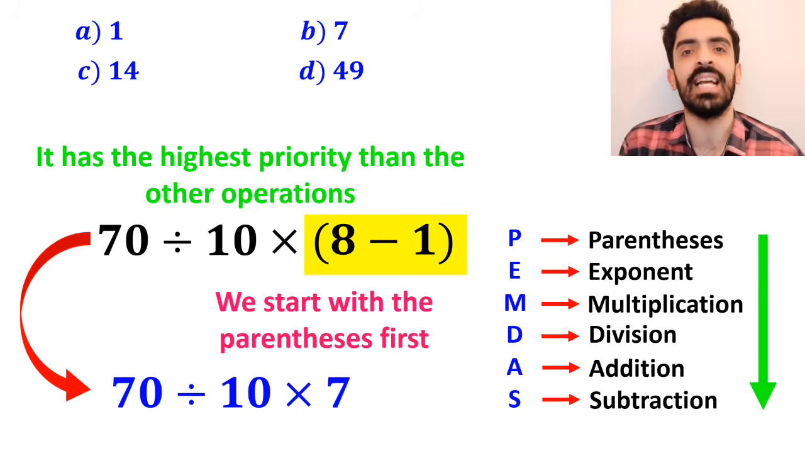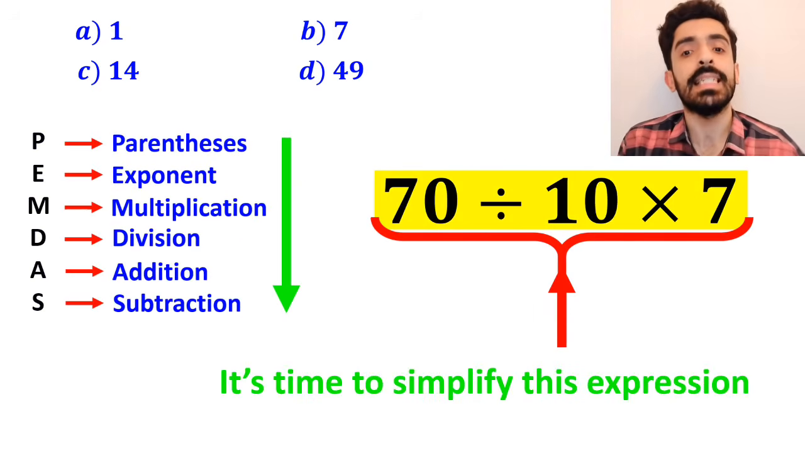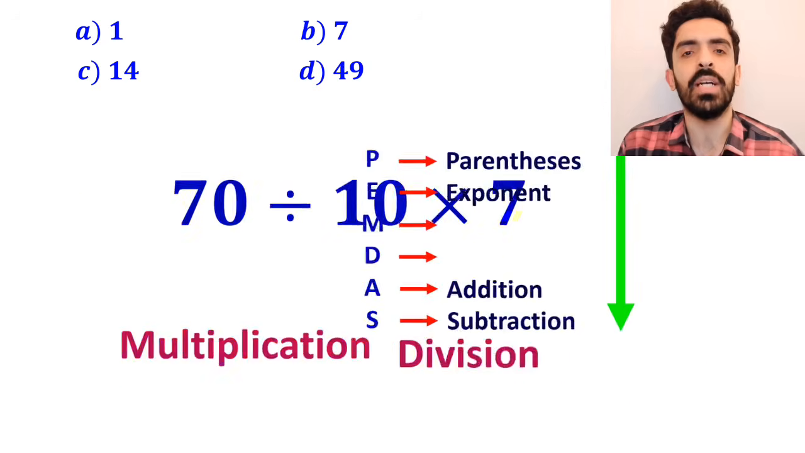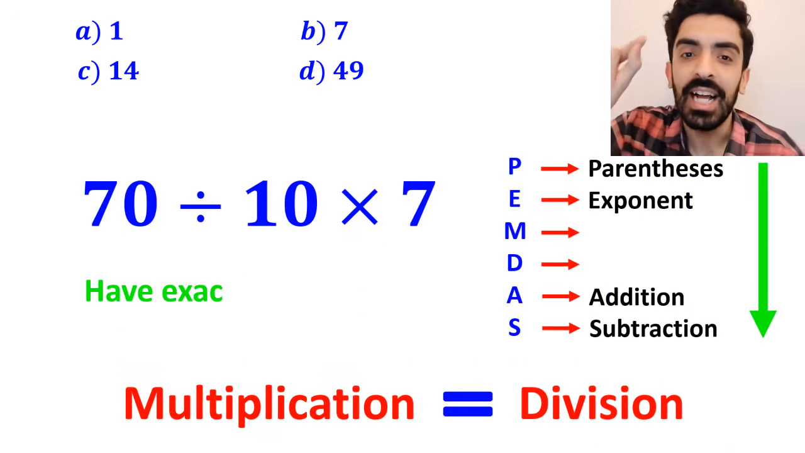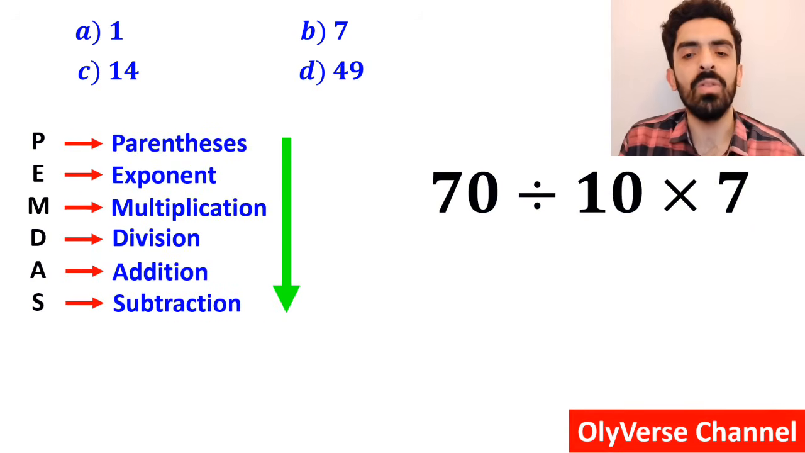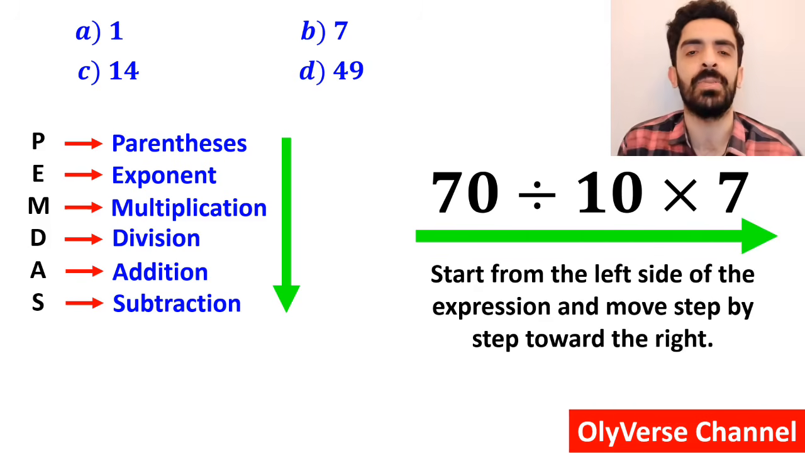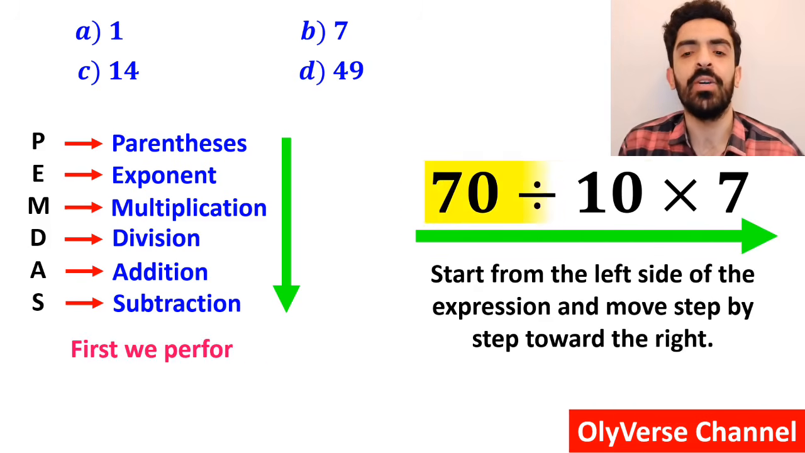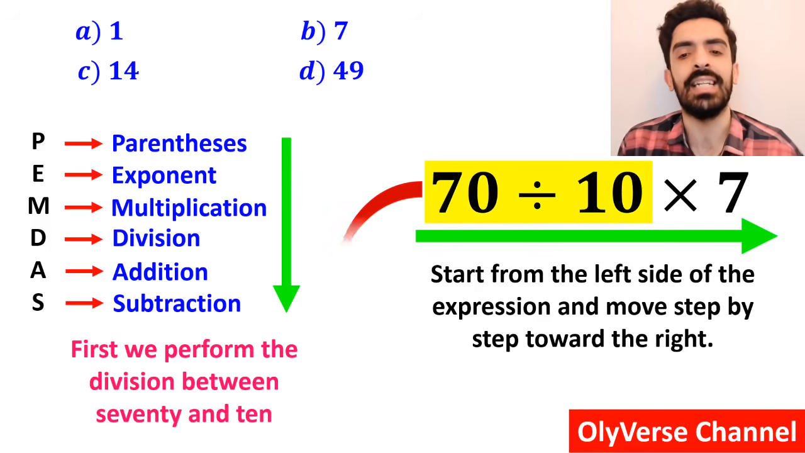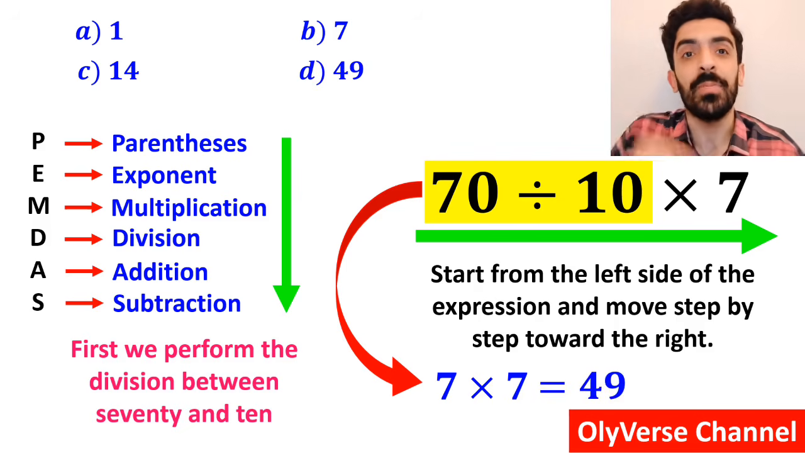10 multiplied by 7. Now, it's time to simplify this expression. It's very important to note that in the PEMDAS rule, multiplication and division have exactly the same level of priority. In this case, all we need to do is to start from the left side of the expression and move step by step toward the right. So, first we perform the division between 70 and 10, which simplifies this expression to 7 multiplied by 7. Finally, the value of this expression will be 49.